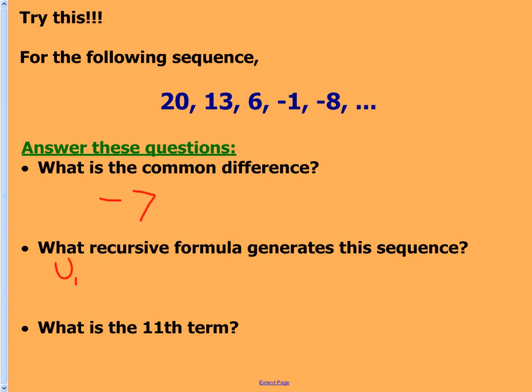Okay, what's the recursive formula? Well, you always start with u sub 1 equals 20. U sub n given by u sub n minus 1, and then what do you do to get the next term? Minus 7. And then where n is greater than or equal to 2. All right, what's the 11th term? Well, we got 1, 2, 3, 4, 5 terms. It's going to be kind of a pain to go out that far. So let me show you how to do that on a calculator. All right, so grab your calculators. I'll pause while you do.